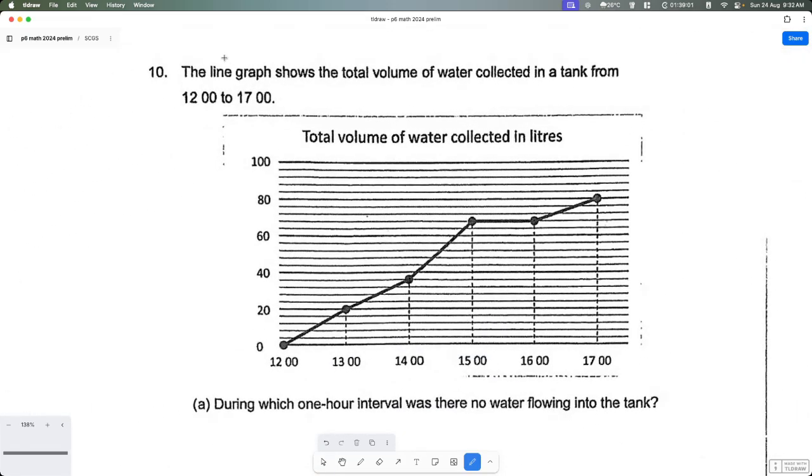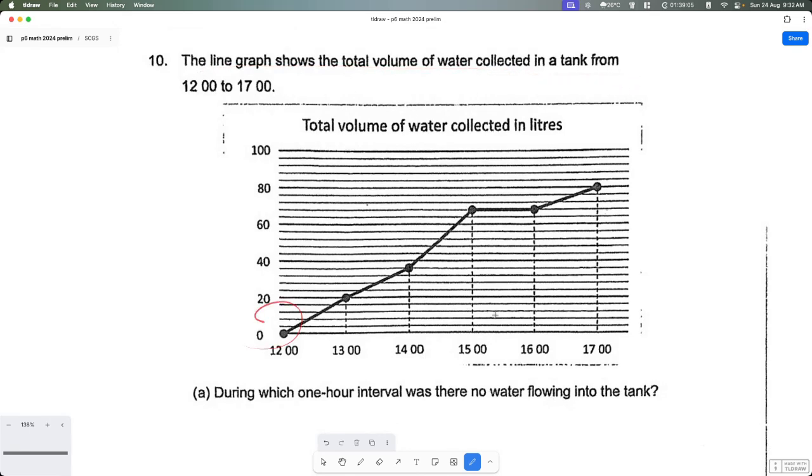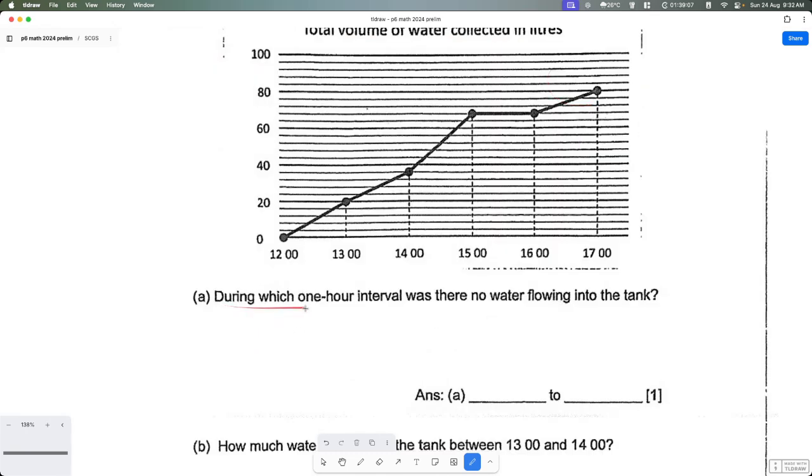Let's move on to the next one. Question number 10. It says the line graph shows the total volume of water collected in the tank from 12 p.m. to 5 p.m. During which 1 hour interval was there no water flowing back into the tank? In this case, it's pretty straightforward. It's 1500 to 1600.